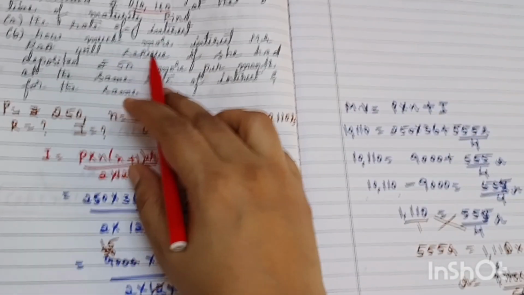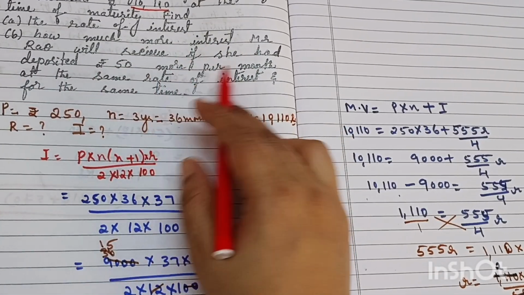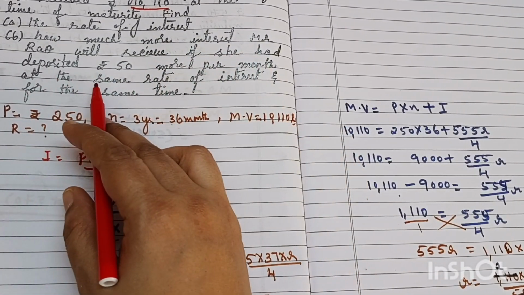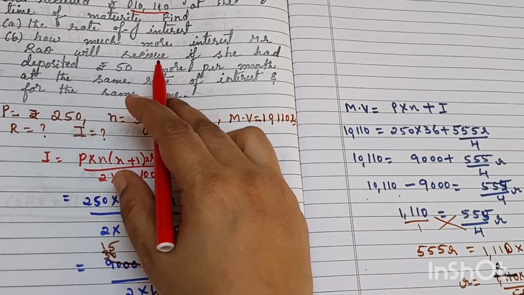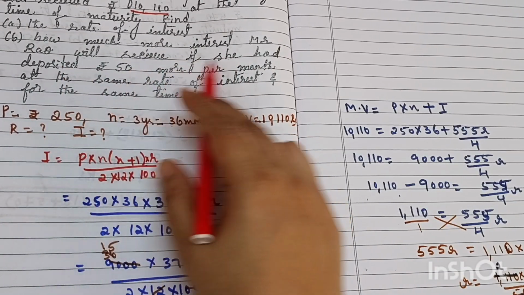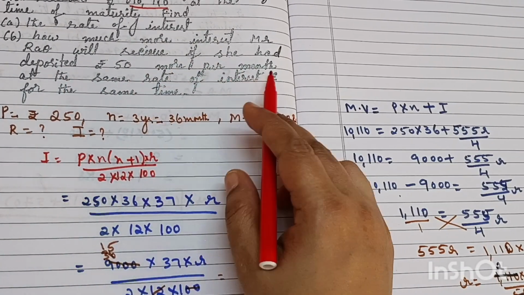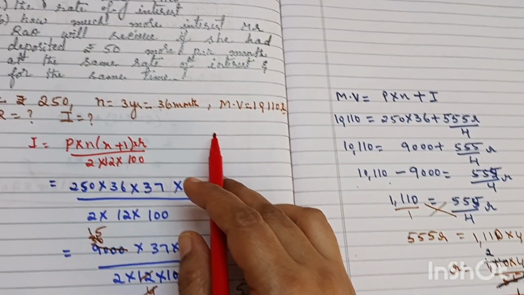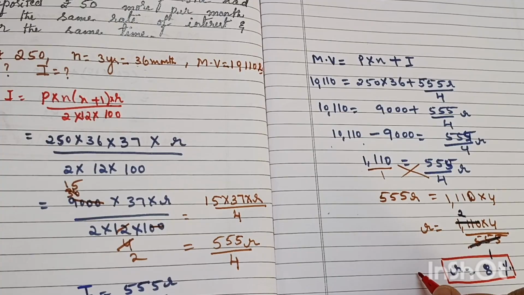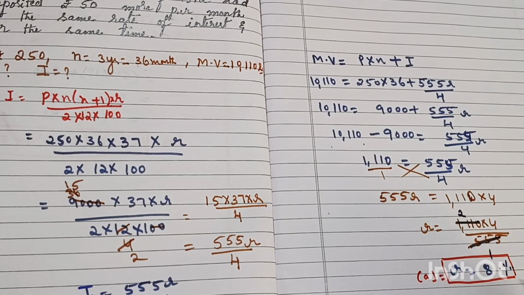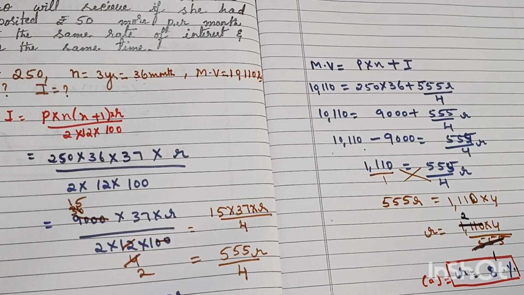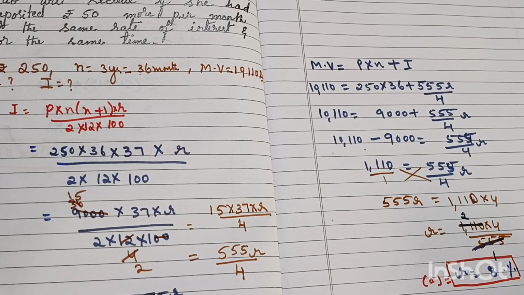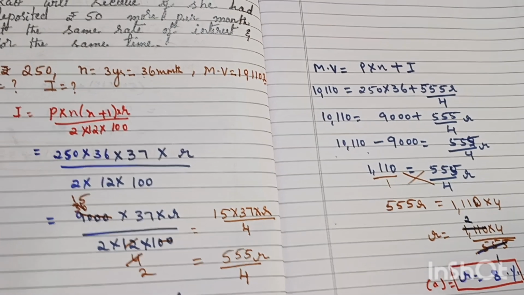Now, how much more interest Mr. Rao will receive if she had deposited 50 more per month at the same rate of interest for the same time? So this is the question. A question's value is done. Now we have to find part B. How much more interest Mr. Rao will receive if she had deposited rupees 50?